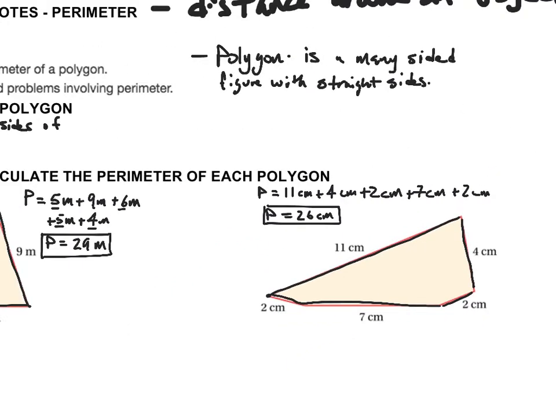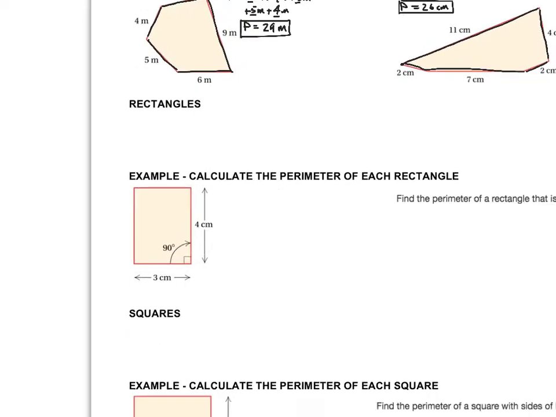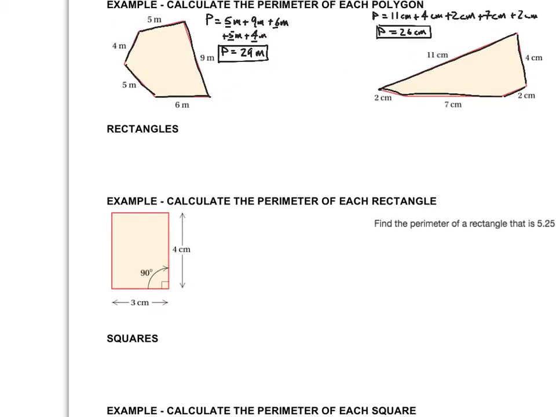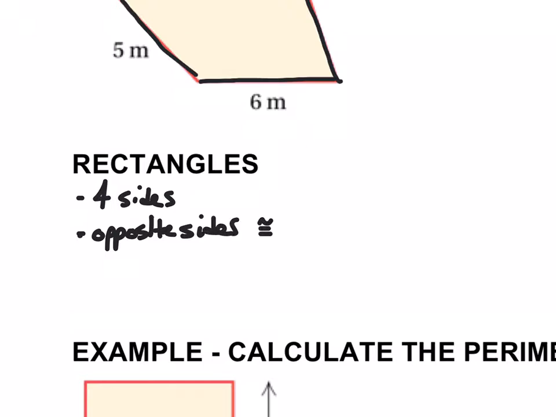Okay, but those are for kind of like irregular shaped polygons. We have some specific formulas for, like, say, rectangles. Okay, a rectangle is going to be 4 sides. So it's got 4 sides. We know that opposite sides are congruent. And congruent means that they have the same measure, okay? And then the angles, we're going to have 4 right angles. And that's pretty much it for now.